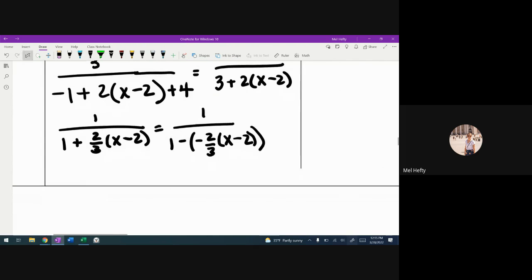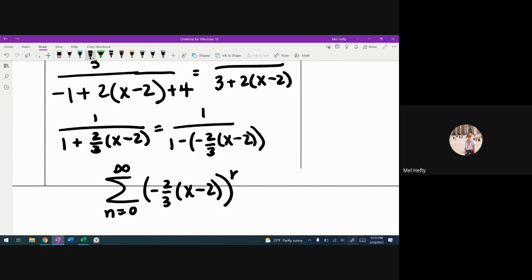All right, writing this in sigma notation just because it's kind of easier. What's that going to look like? What's A? 1. What's R? Yeah, it's all that stuff. So I'm just going to leave off the A since it's 1. Multiplying by that won't do anything. -2/3 x minus 2 all to the n.